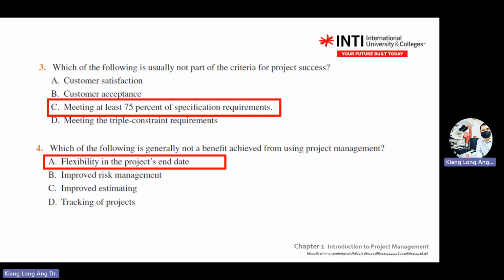So there are 5 phases, right? So this is one of the points inside the project management.